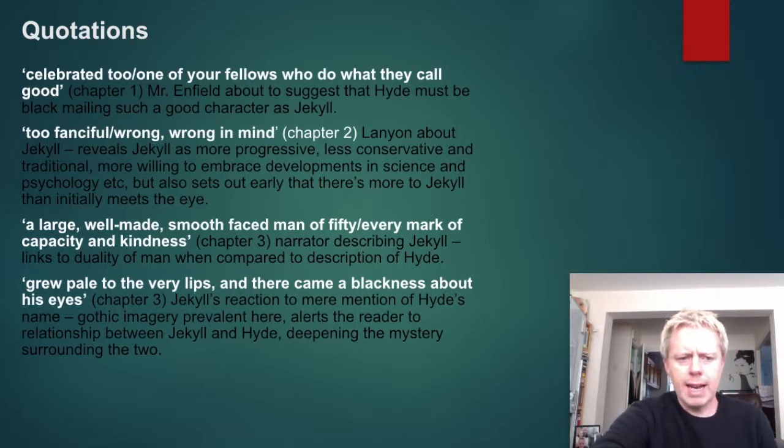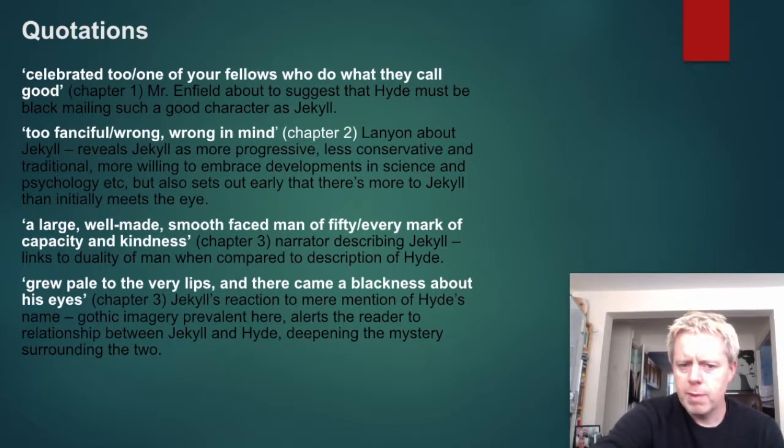"Too fanciful, wrong in the mind." Chapter 2, Dr. Lanyon. Now, he represents the old school, the more traditional scientific approach, as opposed to the more progressive approach of Dr. Jekyll. And so they haven't spoken for 10 years. One of them calls the other a pedant, and the other one calls his beliefs balderdash. So Lanyon about Jekyll reveals Jekyll as more progressive, less conservative and traditional, more willing to embrace developments in science and psychology, but also sets out early that there's more to Jekyll than initially meets the eye. And we've got a big question mark over the character of Jekyll.